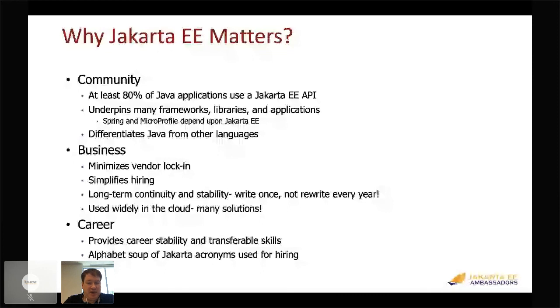Write once, not rewrite every year. So the objective is that you write your application and you make money off of it and you add additional features to it. You're not just getting thrashed by the ecosystem as somebody updates something in a library that is used widely in the cloud and has many solutions. And I think that the cloud vendors right now would all prefer that you get locked into their ecosystems. The idea behind Jakarta EE is that there's a standard set of APIs so that your application doesn't get held hostage to a particular vendor, right? Or a particular ecosystem.